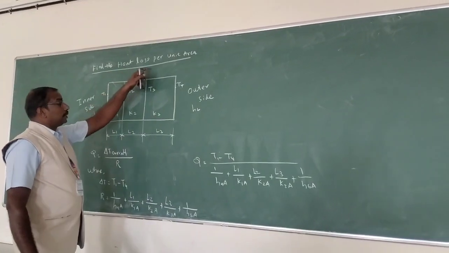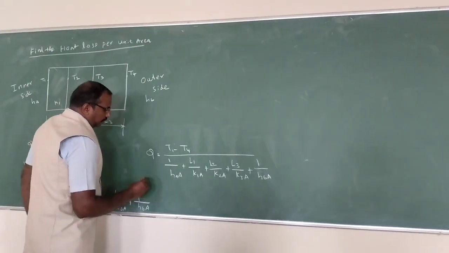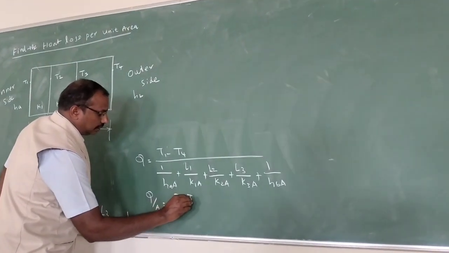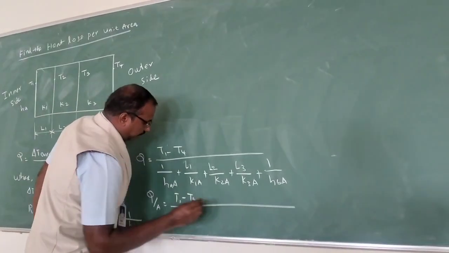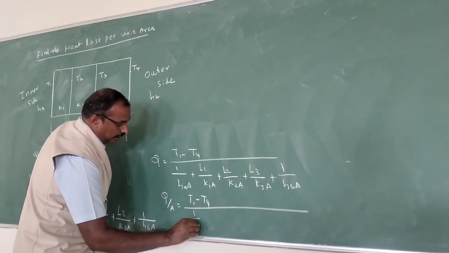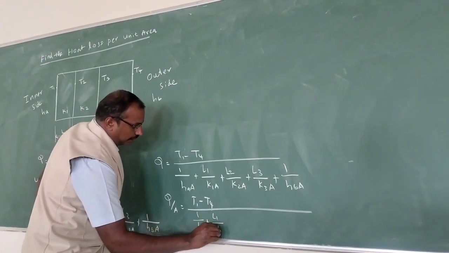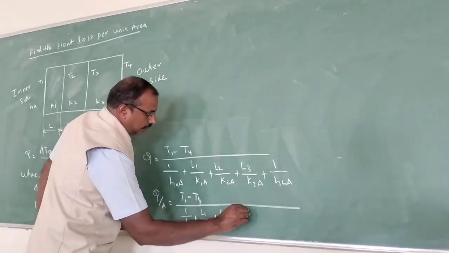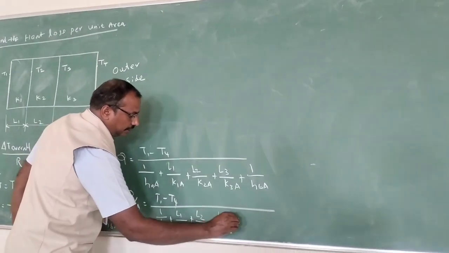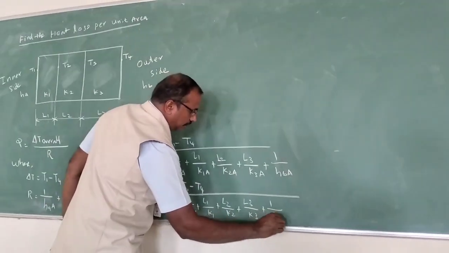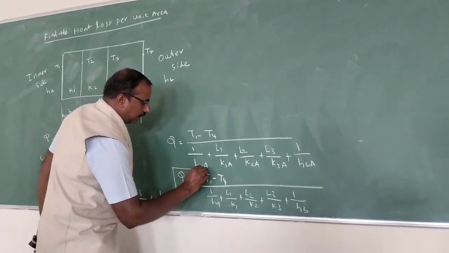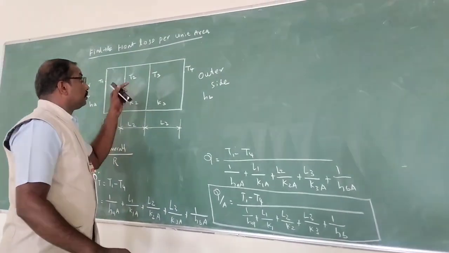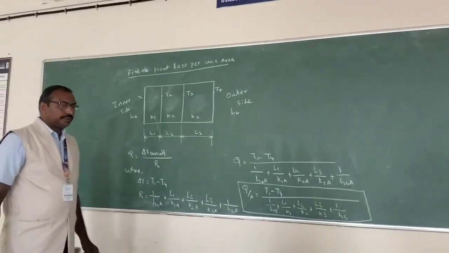The heat loss per unit area, therefore, Q per A equals T1 minus T4 divided by 1 by HA plus L1 by K1 plus L2 by K2 plus L3 by K3, and finally 1 by HB. This is the heat loss per unit area in the wall. Okay, thank you.